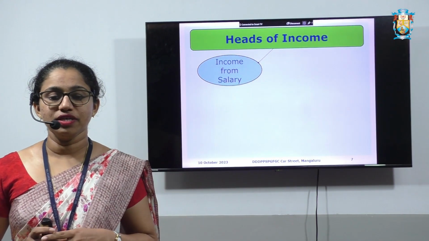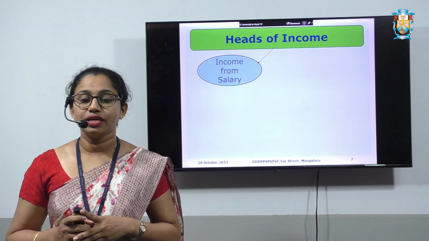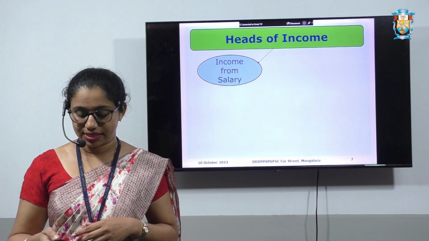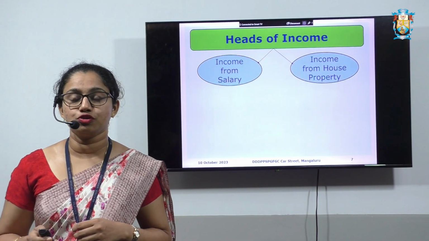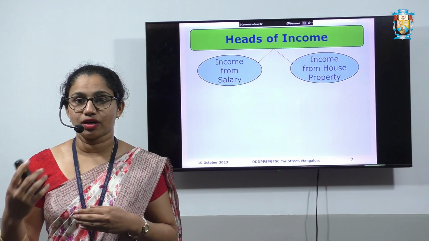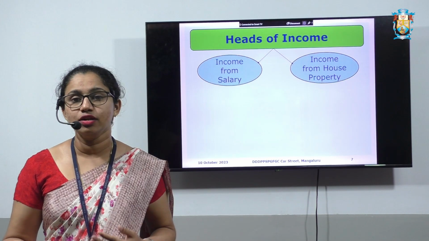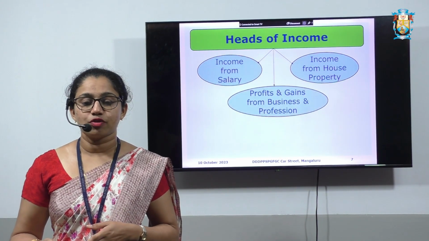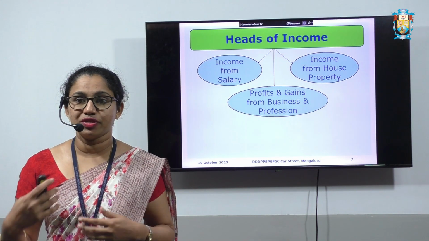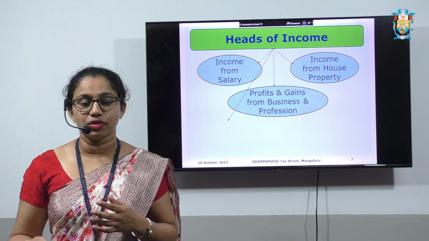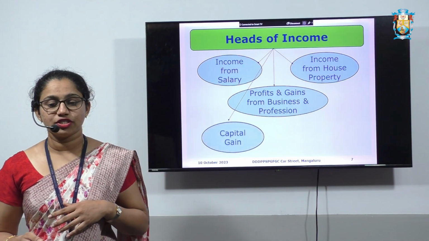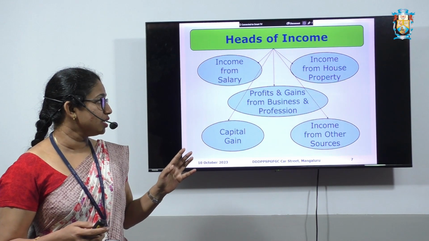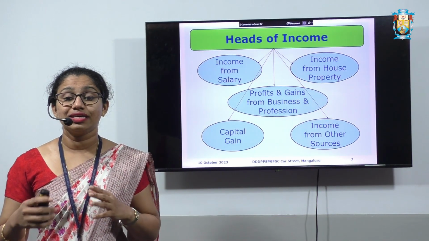Let us move on to the next topic, that is heads of income. First, we have income from salary, which is the income we get for the work we have done. Next is income from house property. Whatever houses we give on rental basis, the rent we earn from that comes under income from house property. Similarly, we have profits and gains from business and profession. Whatever profits we earn from business come under profits and gains from business or profession. Next we have capital gains, and one more is income from other sources. These are the main five heads of income through which we gain income.